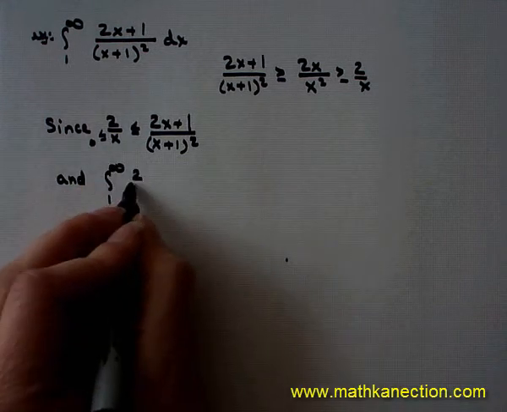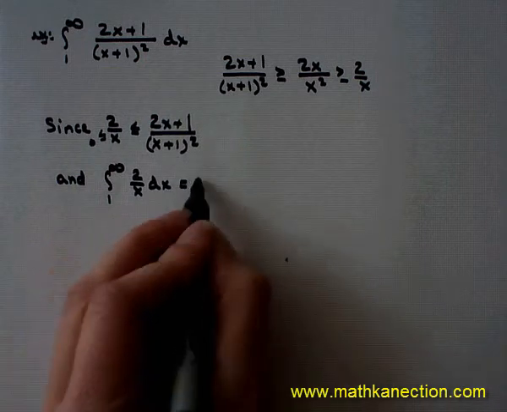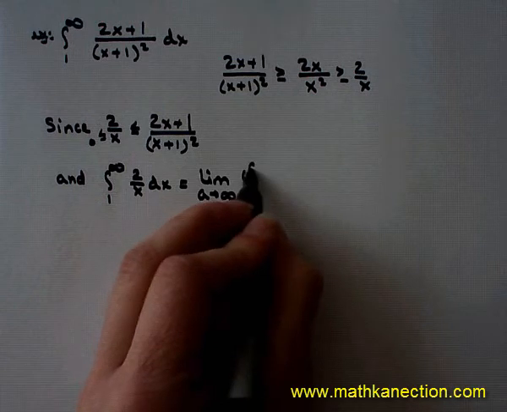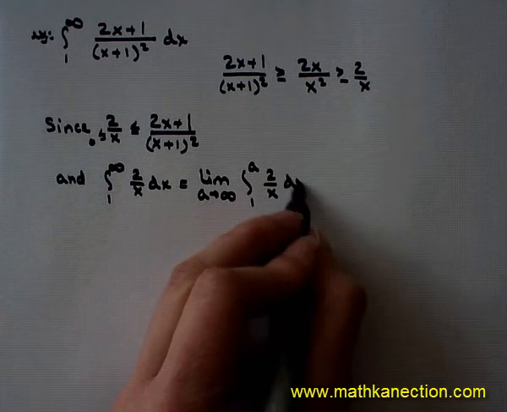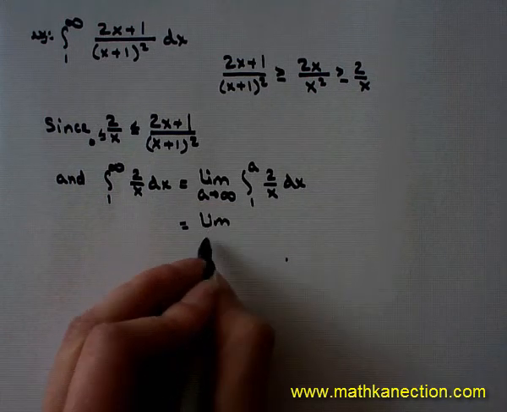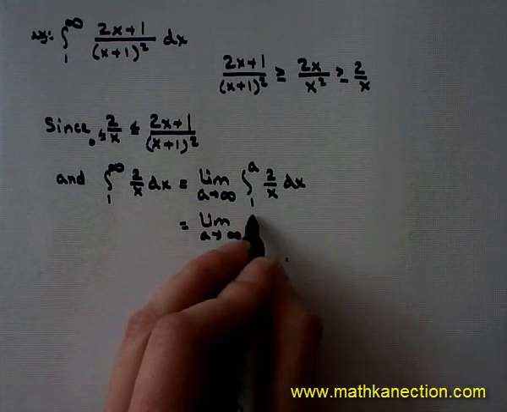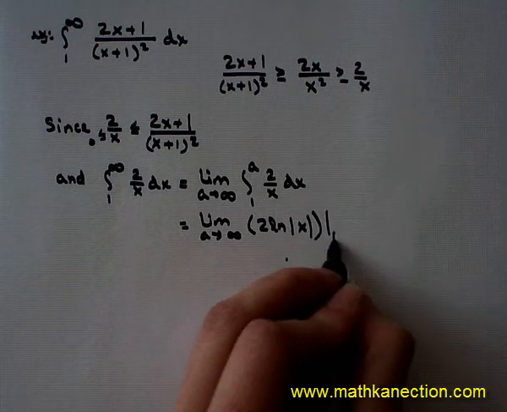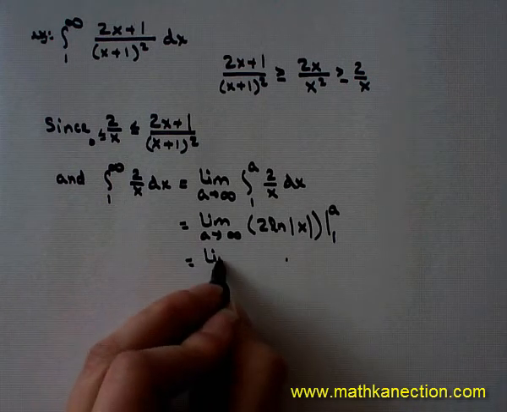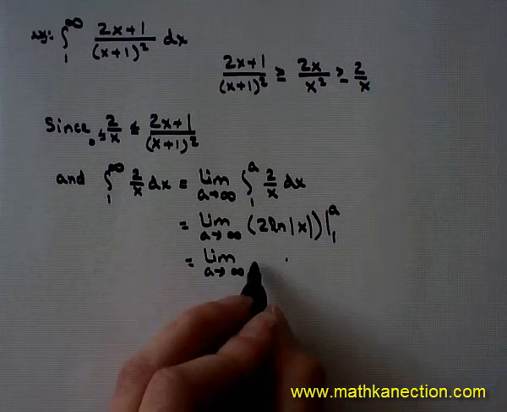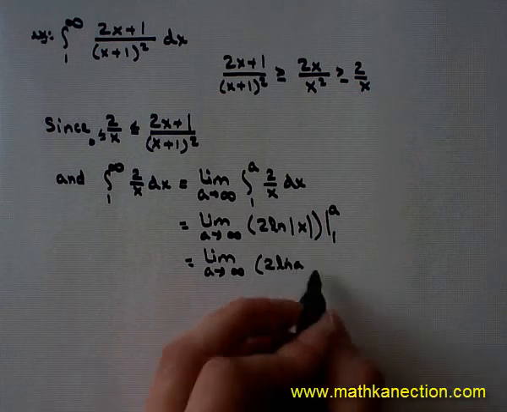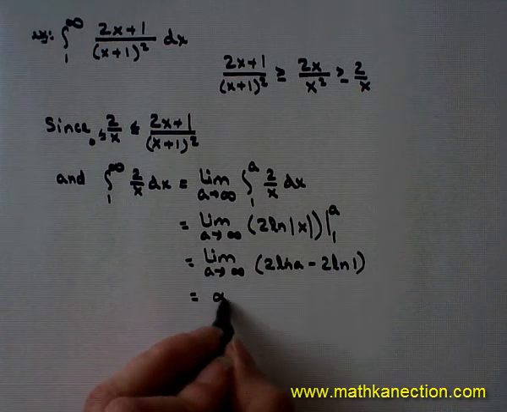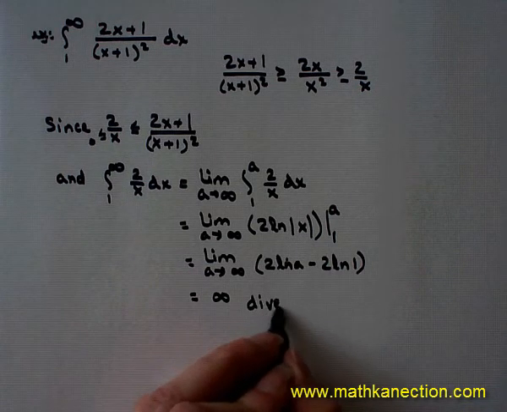So we can look at the integral from 1 to infinity of 2 over x dx, which is the limit as a approaches infinity of the integral from 1 to a of 2 over x dx. And anti-deriving, we'll get the limit as a approaches infinity of 2 times the natural log of the absolute value of x, from 1 to a. And following the fundamental theorem of calculus, we'll get the limit as a approaches infinity of 2 natural log of a minus 2 natural log of 1. And replacing in the value of a for infinity, we get the value of infinity, which means that that integral diverges.